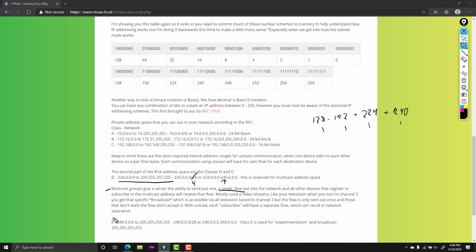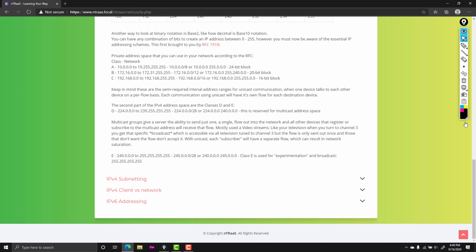And lastly, we have Class E, which is 240.0.0.0 through 255.255.255.255. This is also and should be a /4 CIDR notation. Class E is used for experimentation and broadcast. So you'll probably never really ever use the 240 Class E network, but you still need to know it exists. So that will include our IPv4 addressing, getting an understanding of the various classes A, B, C, D, and E.